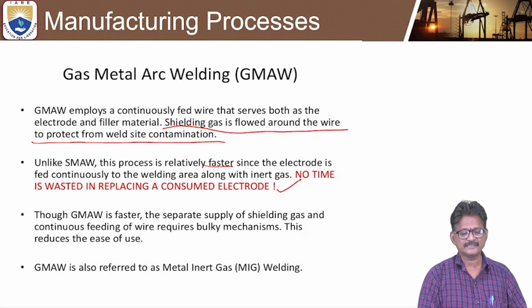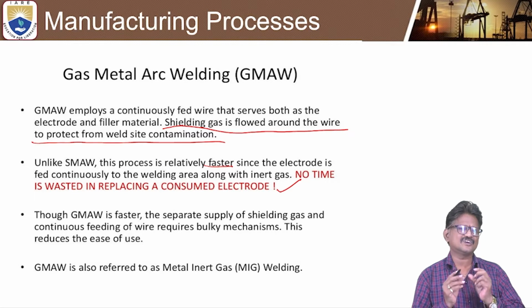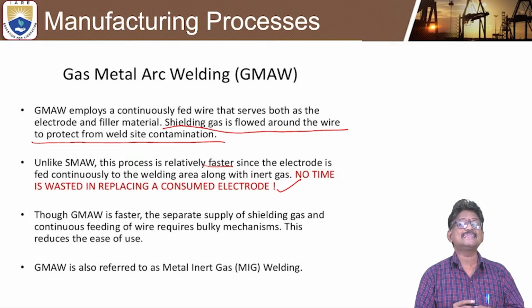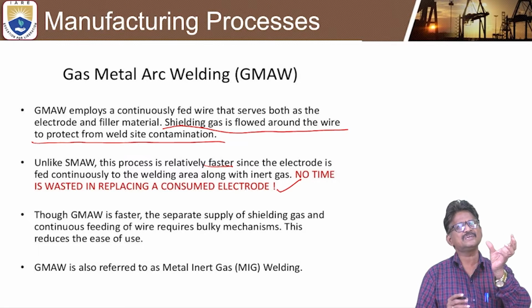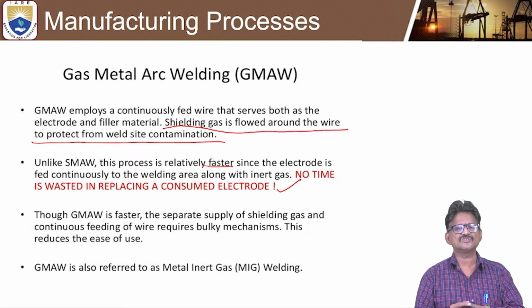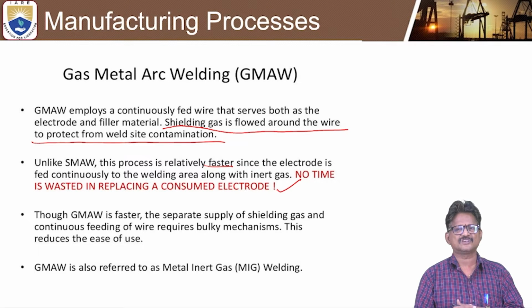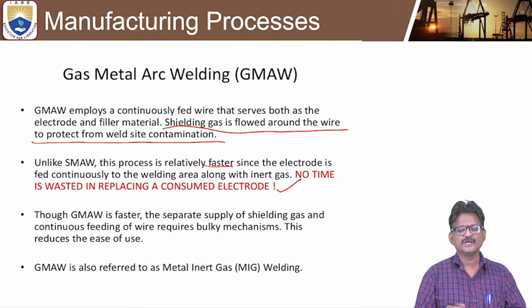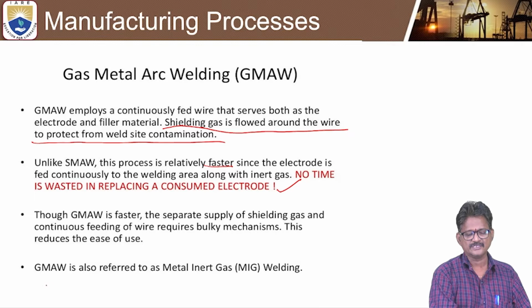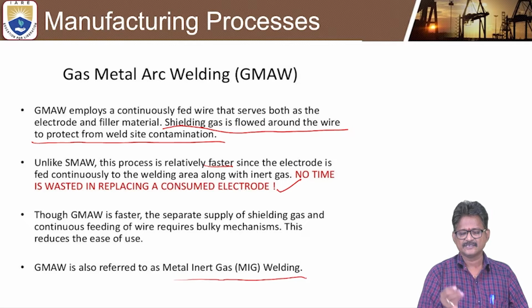Okay, and another thing is, though gas metal arc welding is very fast, the supply of shielding gas and continuous feeding of the wire require a bulky mechanism. The mechanism is a little bit complex, so this reduces the ease of use. That complicated mechanism reduces the ease of use. So only where a certain complex shape or continuous work can be performed can you use GMAW. This can also be referred to as metal inert gas welding.